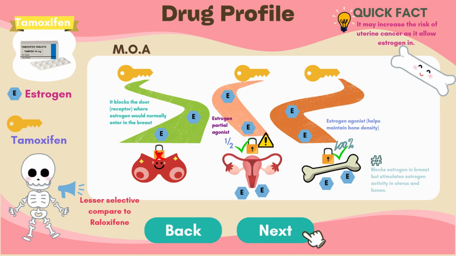Now, moving on to TAMOXIFEN, which is also a SERM but acts differently depending on tissues. Using the same key and lock idea, TAMOXIFEN sometimes blocks the lock and sometimes opens it depending on organs. In the breast, it works like a blocking key. It fits in the receptors and stops estrogen from activating them. That's why it's great for treating and preventing ER-positive breast cancer.